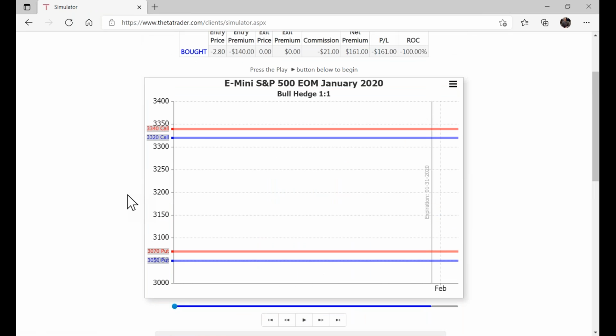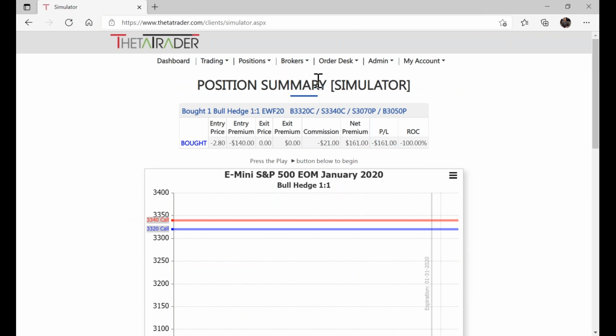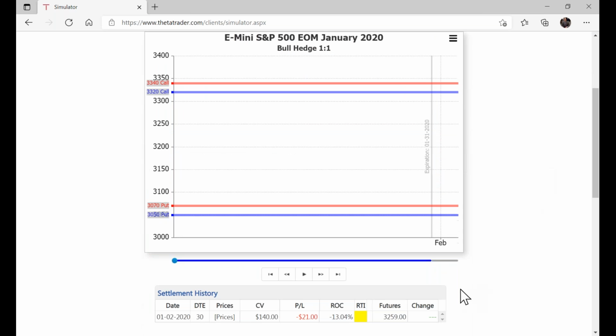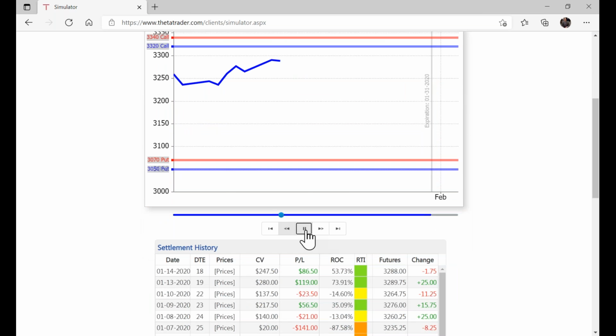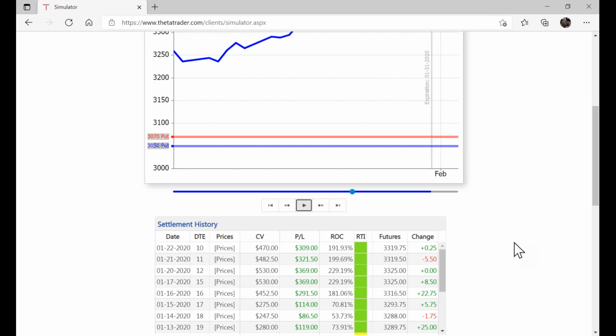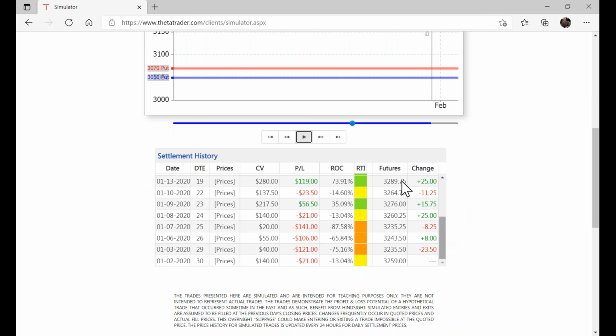And you'll notice here you get a summary of the trade, tells you the premium paid and so on and so forth in this case. And this is really the fun part here. You can sort of play it and watch it proceed day by day. You'll see the colors changing here. This is our risk thermal indicator. And you can automate this as well so that if it gives you a signal to take profits or take your lumps and move on, you can automate that with ThetaTrader.